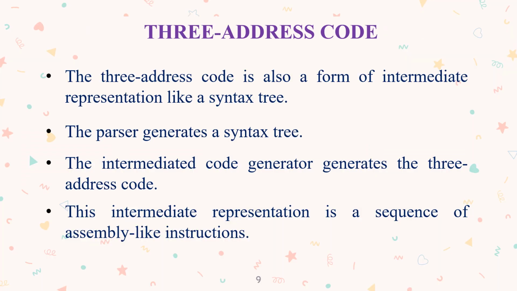3 address code. The 3 address code is also a form of intermediate representation like a syntax tree. The parser generates a syntax tree. The intermediate code generator generates the 3 address code. This intermediate representation is a sequence of assembly-like instructions.